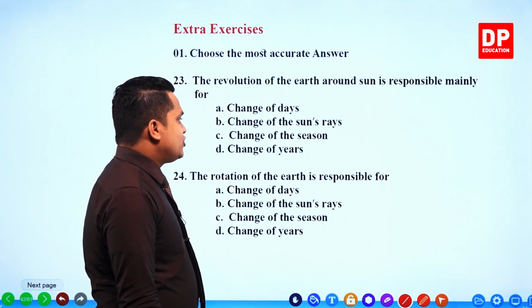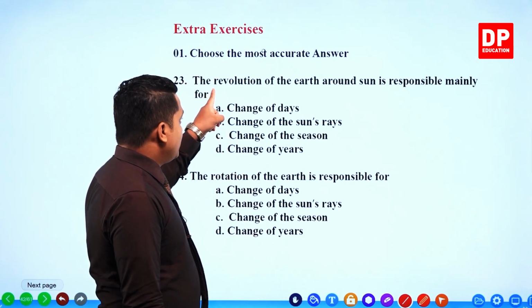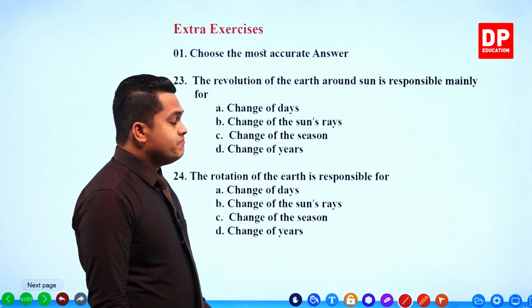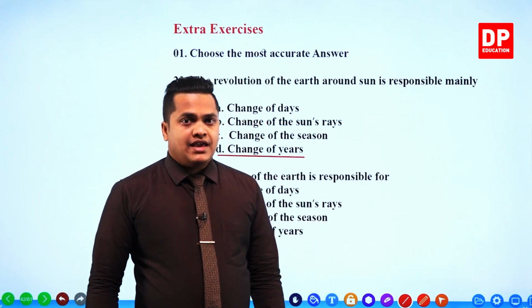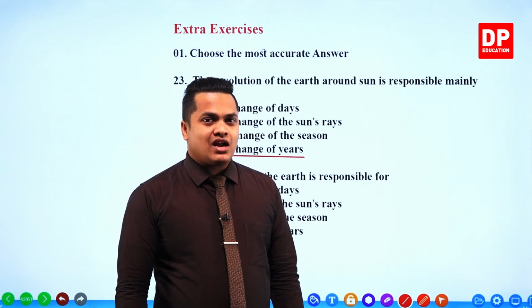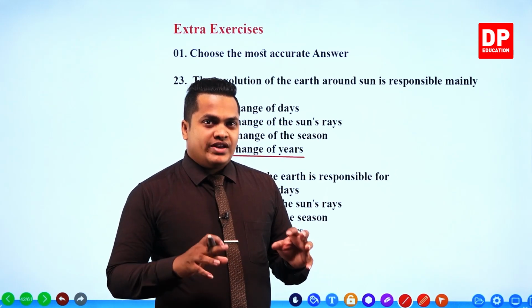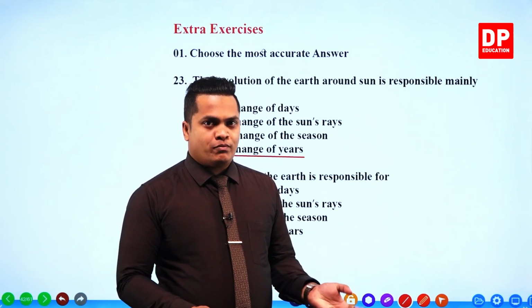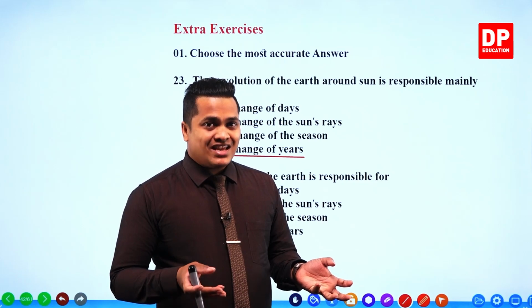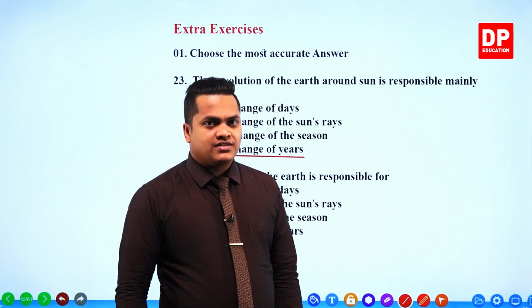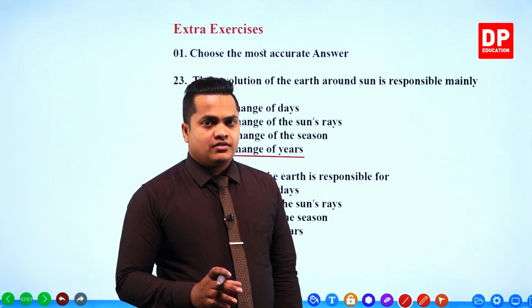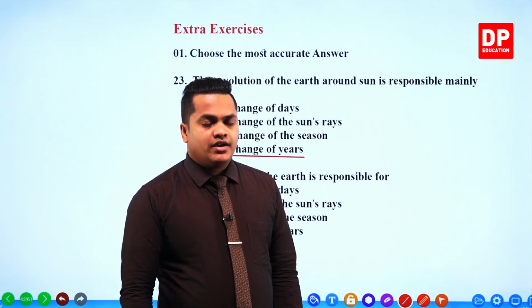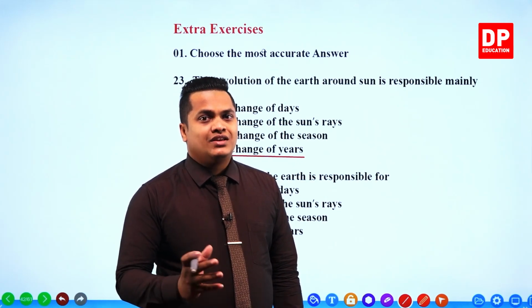Then the last one, change of years. Here, the revolution of the Earth around the Sun is mainly responsible for the change of years. 1 year means the time taken by planet Earth to complete one cycle around the sun. So when it completes 2 cycles, 2 years pass. When the Earth completes 3 cycles around the sun, 3 years pass. So change of years mainly occurs because of the revolution of planet Earth around our sun, my dear children. That's the main reason for the changing of years.